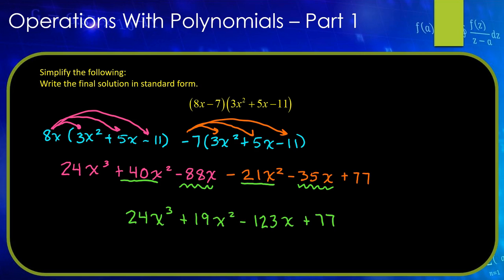Of course, 40x squared minus 21x squared is going to give me a positive 19x squared, so I have a plus 19x squared down there. And a negative 88x minus a 35x is going to give me a negative 123x, so you see the minus 123x. So let's try one last instance.